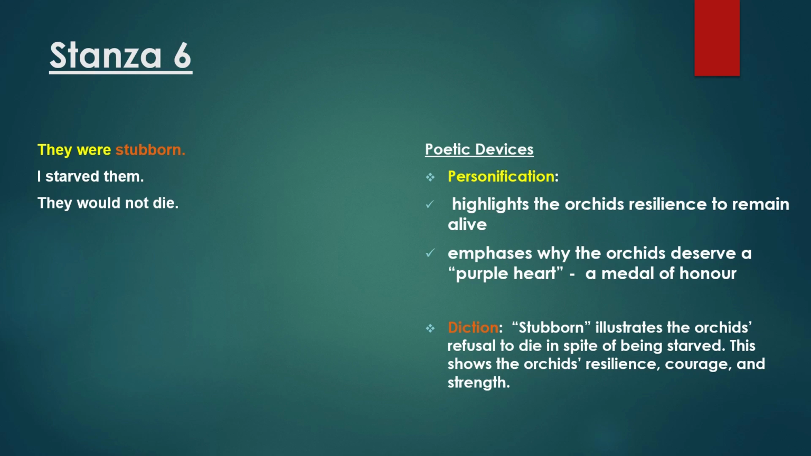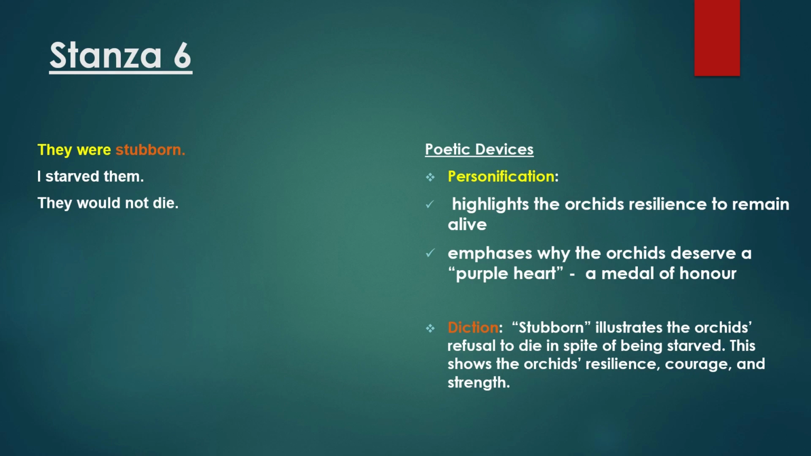Notice that the person, besides calling them stubborn, actually said, I starved them. It tells us that the person deliberately wanted these orchids or the flowers to die. I starved them suggests that the person withheld water and even possible sunshine and all that the plant needed in order to bloom, in order to survive. And the person says they will not die. Right? So the use of the personification there highlights the orchid's resilience to remain alive.